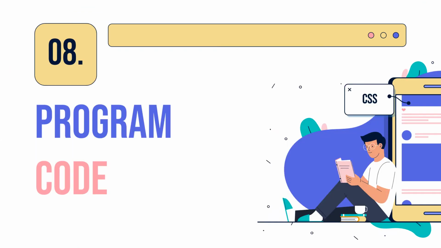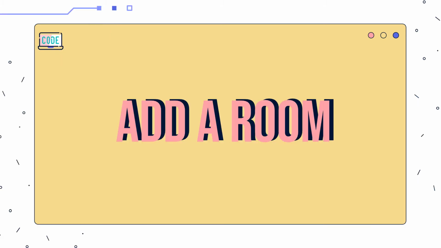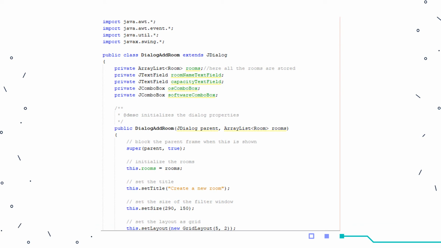Next is the program source code. First, the add a room source code. So this is the source code of add a room. Firstly, we declare the import statements. We use four import statements.